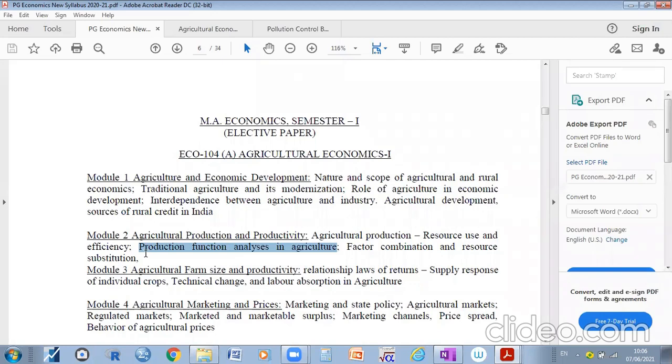Here the factor combination is very clear. In order to produce goods and services, what is the factor combination? For example, when you combine some goods, how much production comes? But when you take them individually, how much production comes? So we will discuss factor combination and resource substitution. For example, instead of using one commodity, if you use another commodity, how much production takes place. So this is a little bit of the syllabus we have in the second module.